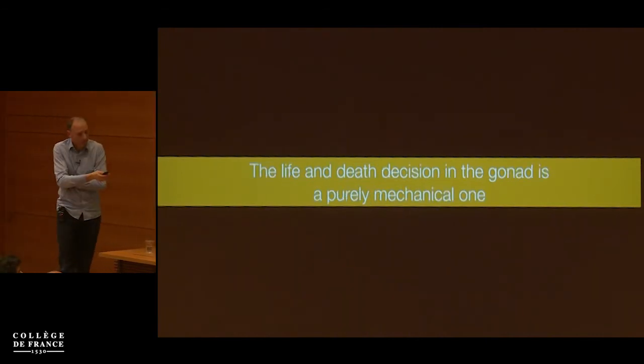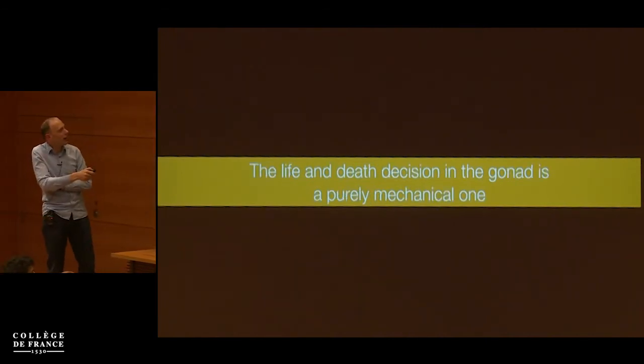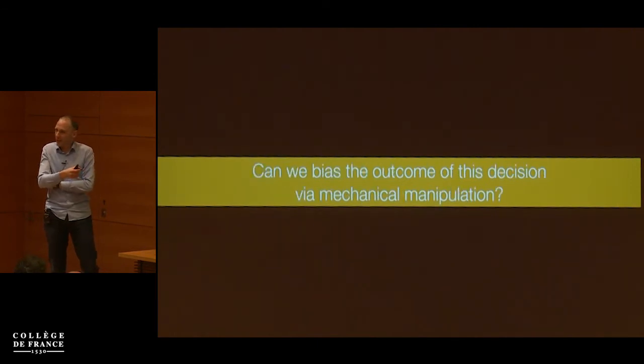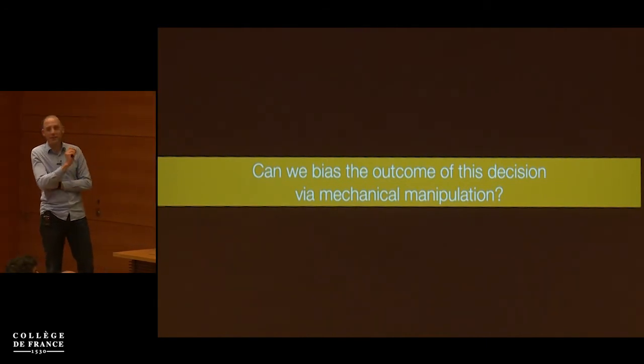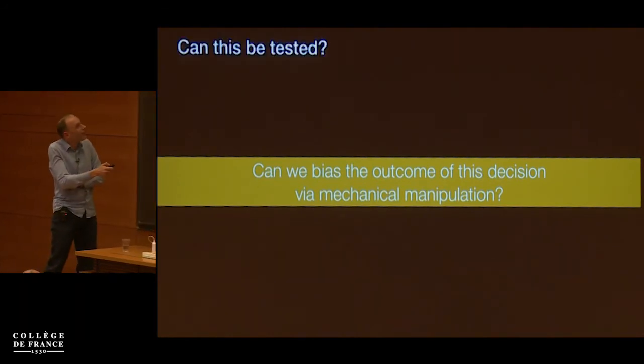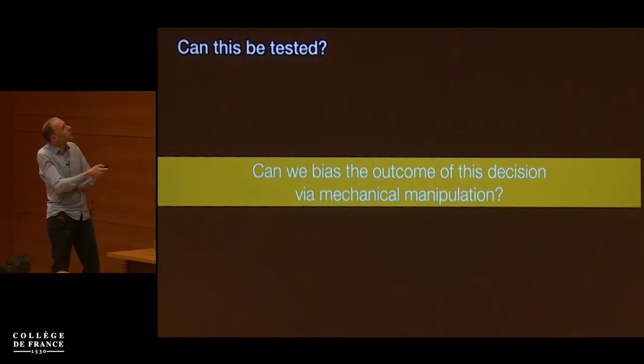All right. So this is all compatible with this statement here, which is that this life and death decision in the gonad is basically a mechanical one. Okay? Hydraulic instability triggered by pressure inversion. Of course, now if that's true, we should be able to bias the outcome of this decision with a mechanical perturbation. Okay? And the question that we set ourselves is, can we test this?